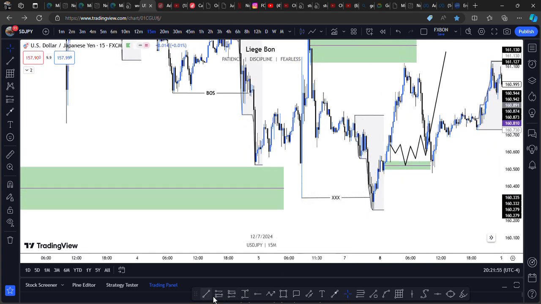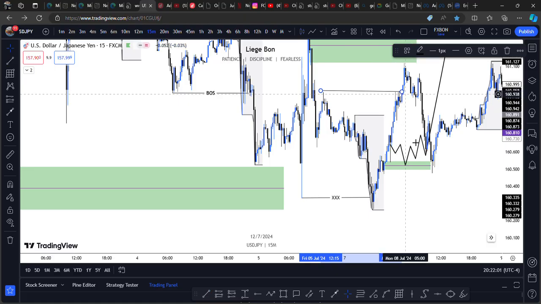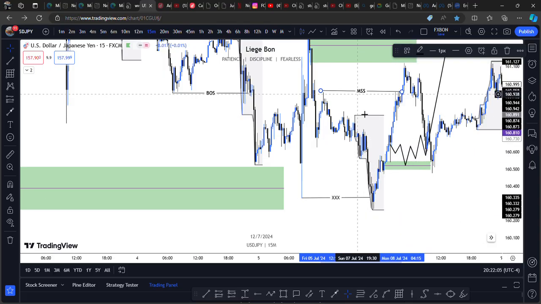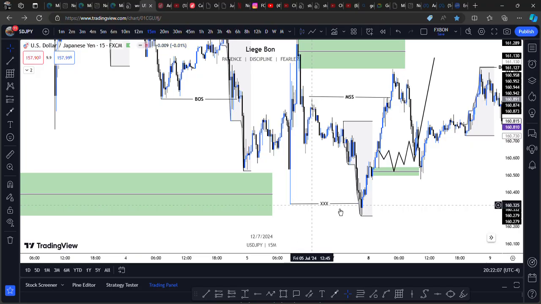We can take this to be our market shift. Any of the structures here we can take to be our market shift, and that is fine. But you can see that we have our market shift right here. Now, this is our last break of structure or a sweep. This is our market shift, and this is the demand right here.